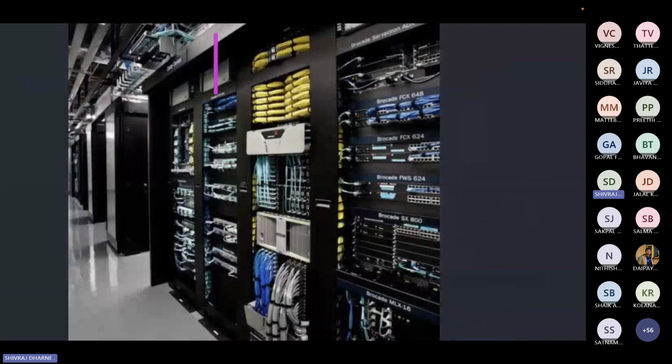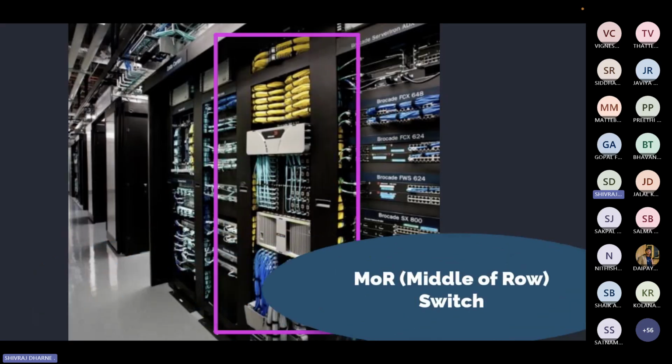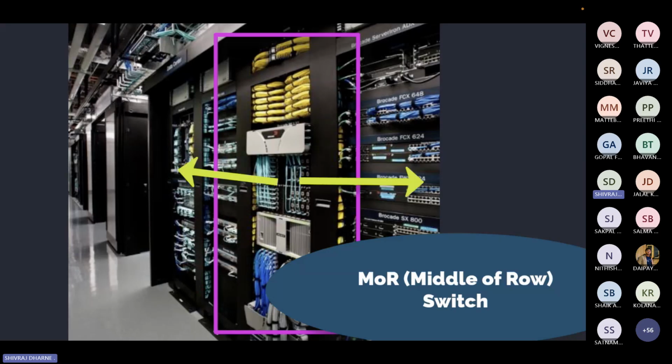Another option is middle of the row, MOR, where instead of putting all the switches at the end of the row where all the racks of servers and storage devices are racked up, we're going to move those switches to the middle, reducing the distance by half. Servers on this side, servers and storage on this side, and they simply come to the middle of that row and they connect to the switches.